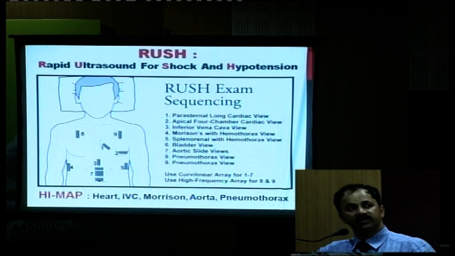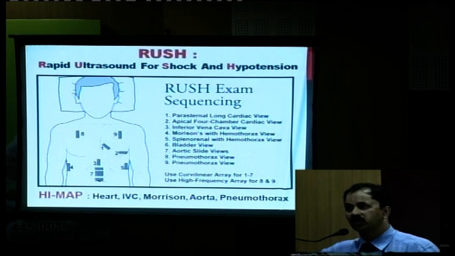Remember this mnemonic, that is HIMAP, when you are talking about RUSH protocol for shock and hypotension. Heart, inferior vena cava, Morrison's pouch, then aorta, and last is pneumothorax if your patient is in shock.